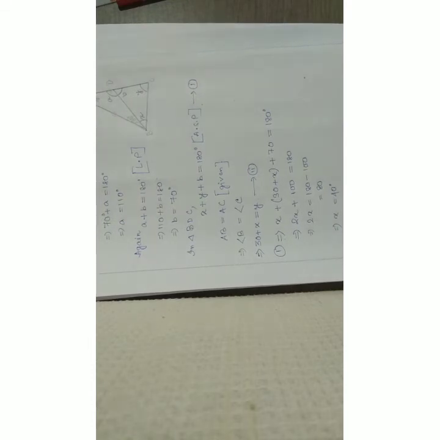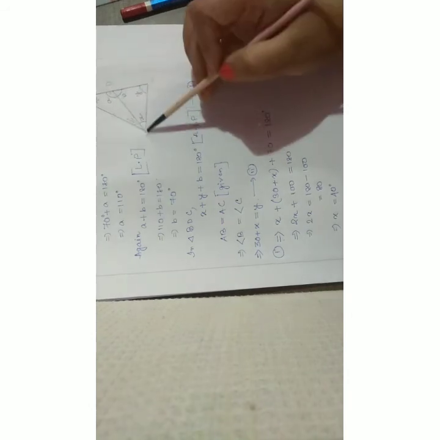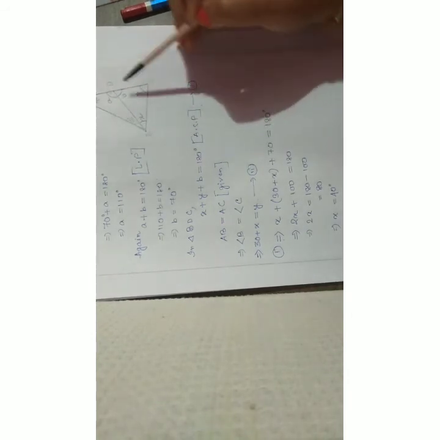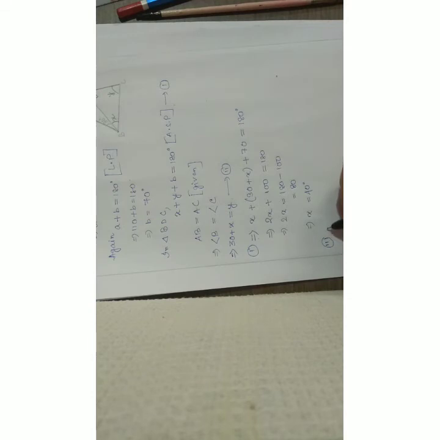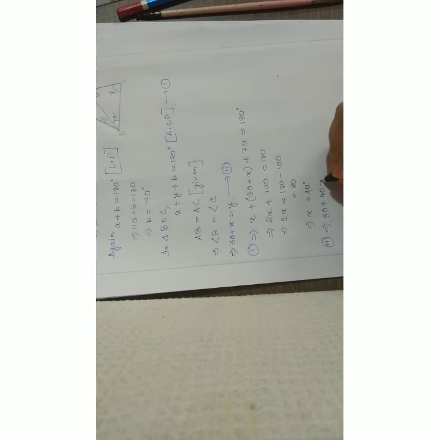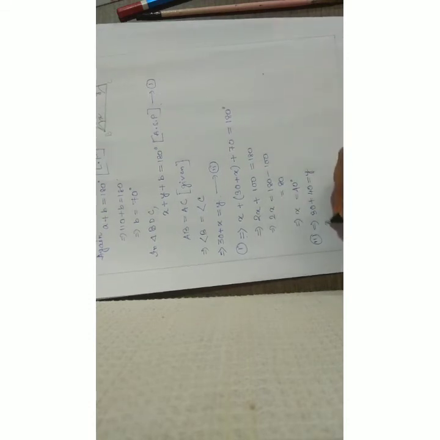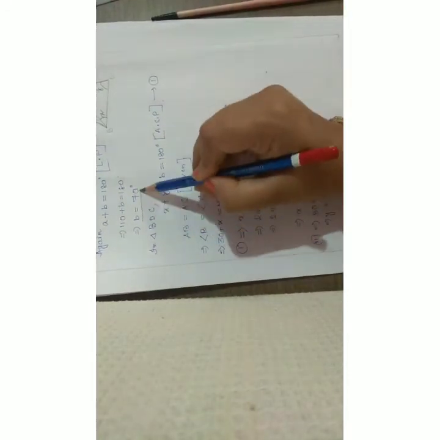We are asked to prove that BD equals BC. To prove BD equals BC, we have to prove angle B equals Y. So X value we have got. Now from equation 2, we can find the value of Y. That means Y is coming as 70. So if we look carefully, then we can find that B value is 70 and Y value is 70.